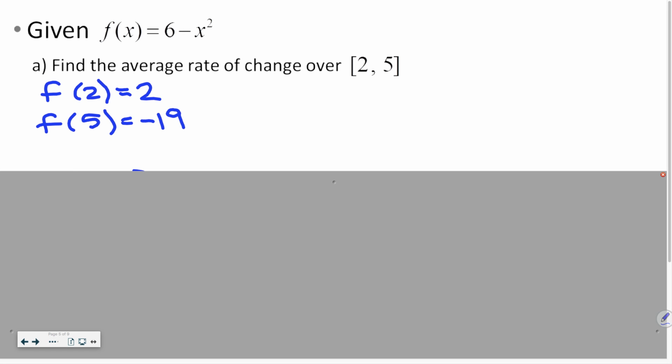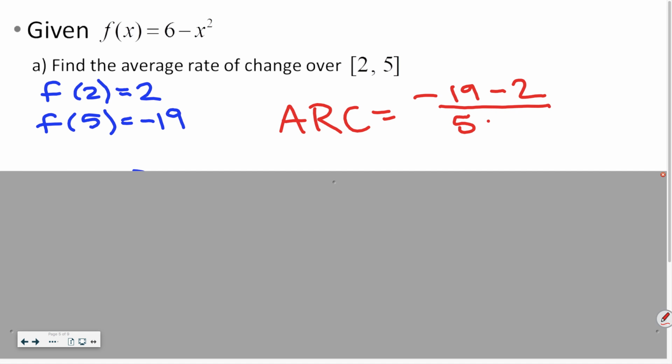So our average rate of change is going to be our change in y over change in x. Just the basic algebra 1 slope. Okay, so what do we get there?